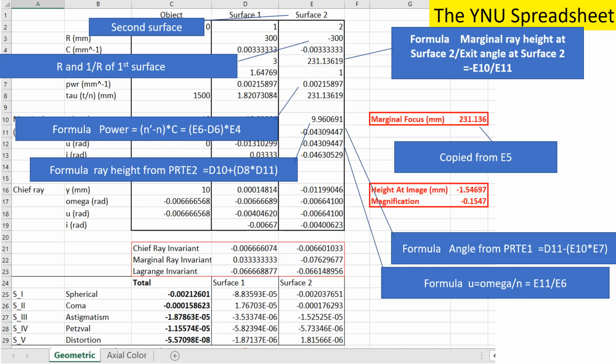Okay, next time we'll add surfaces. Right now we just have surface 1 and surface 2, which gives us a single lens. But if I want to have an array of lenses lined up, I can add surfaces. That's not too terribly difficult to do with this. And then later we'll talk about the invariants and we'll talk about the aberrations. For now, I'll stop with that.